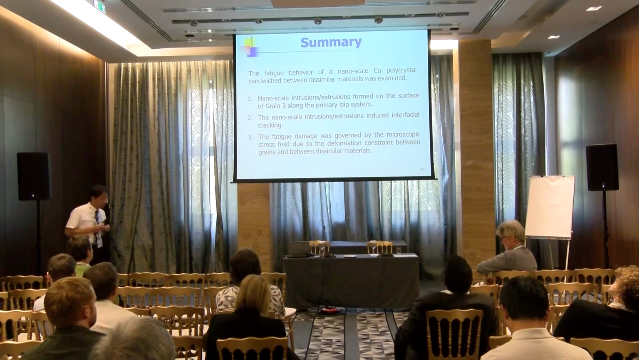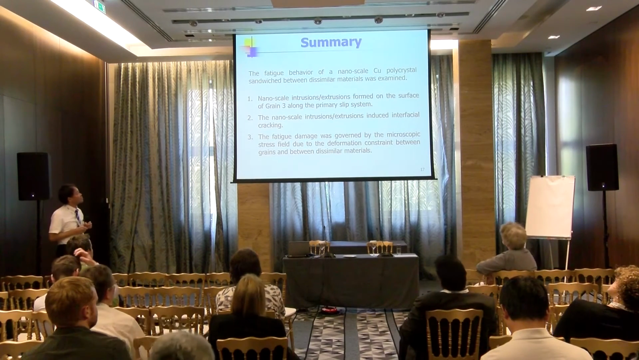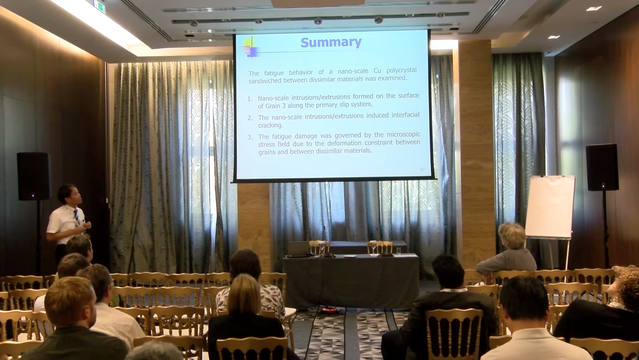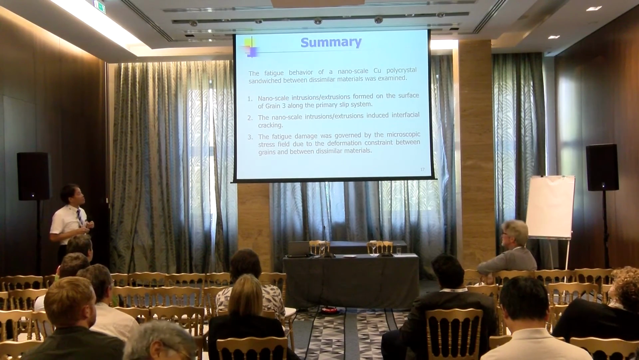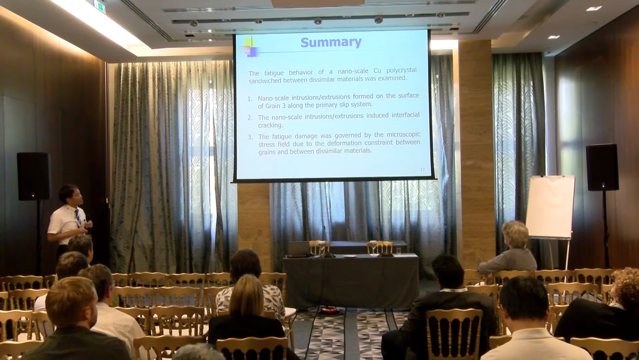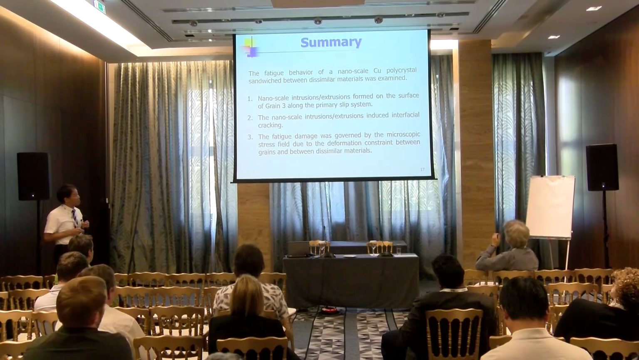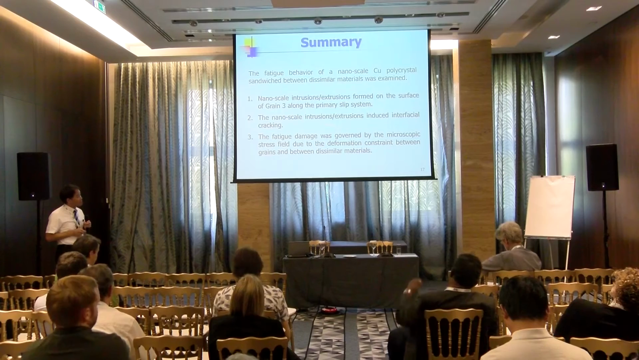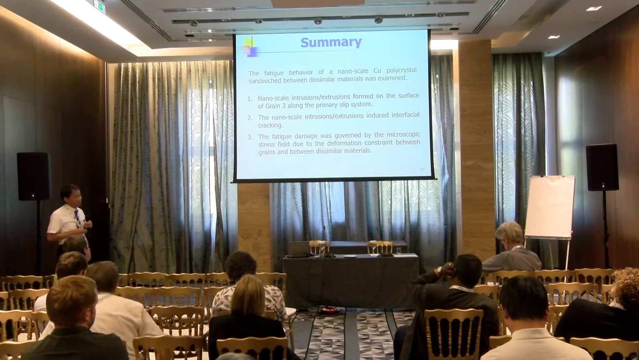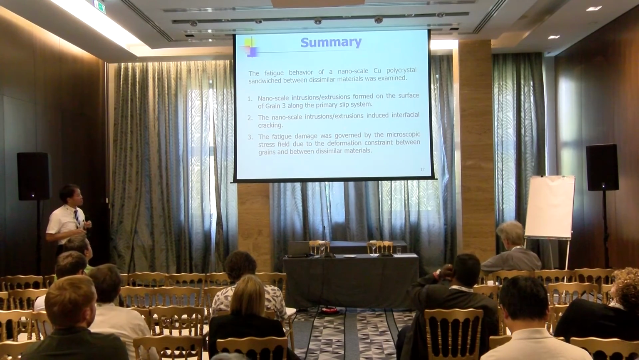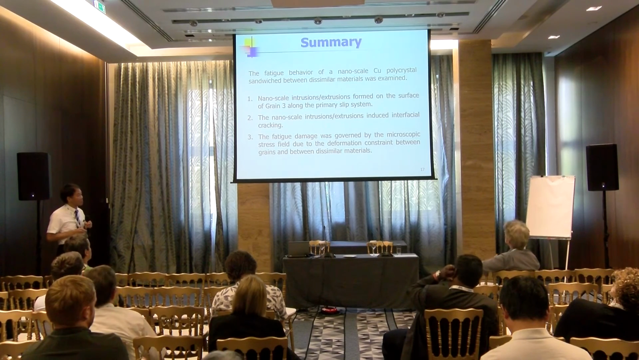Okay, this is a summary of my presentation. The nanoscale intrusion and extrusion are formed on the surface of grain 3 along the primary slip system. And the nanoscale intrusion and extrusion induced interfacial cracking. And this very characteristic fatigue damage was governed by the microscopic stress field due to the deformation constraint between grains and between dissimilar materials.